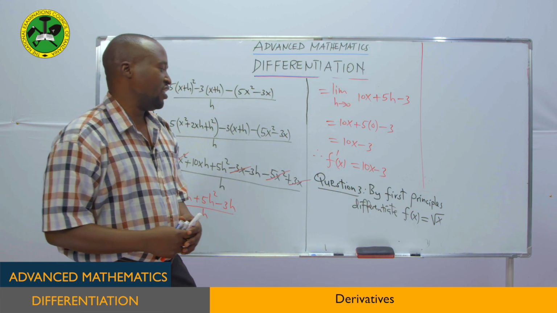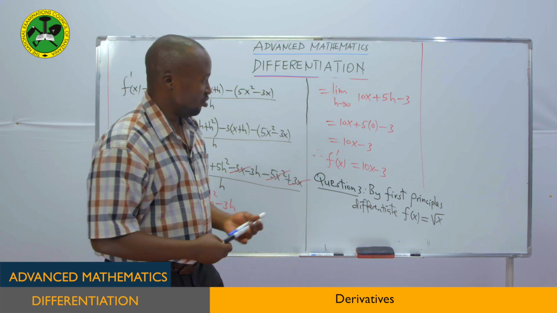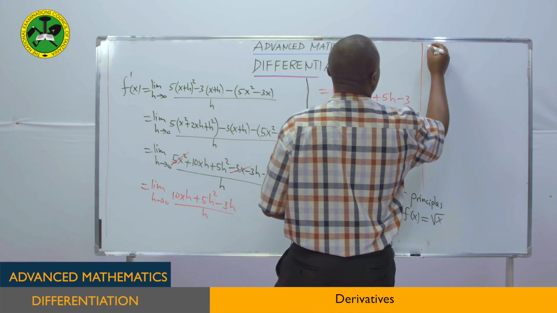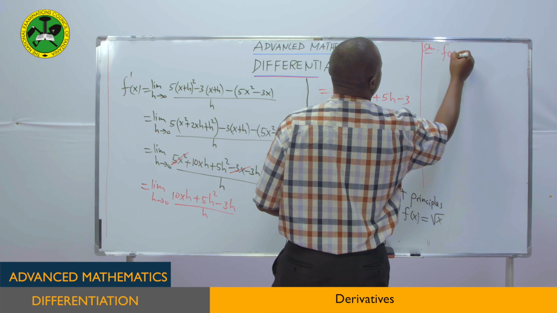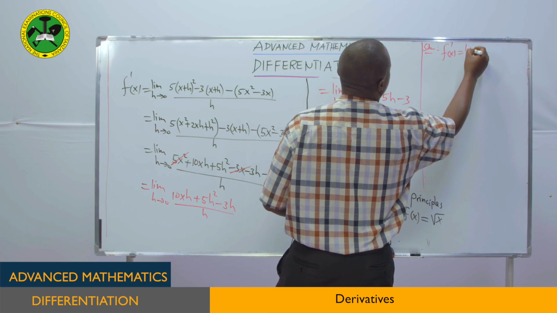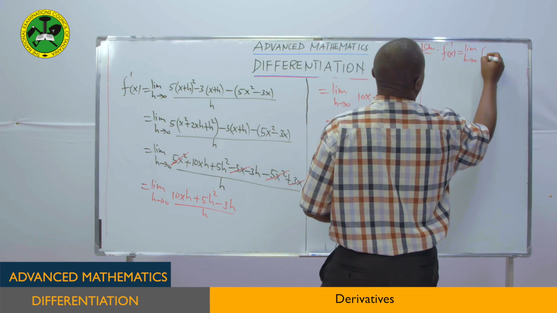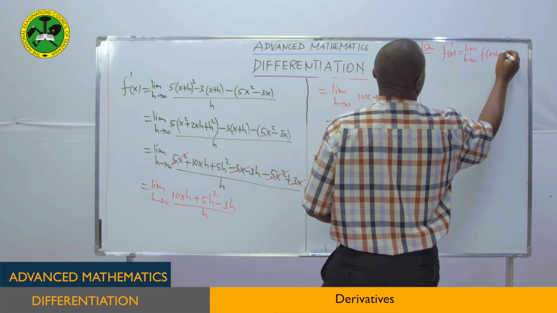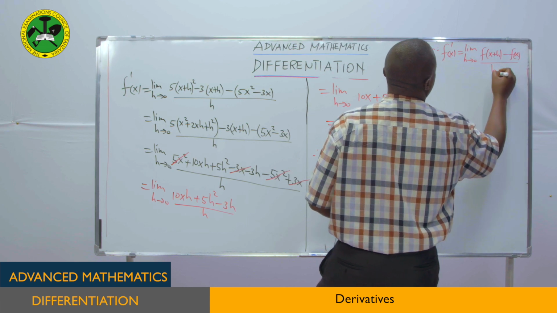This time our function is a square root of a variable. So remember our general formula, that is f of x dash is equal to the limit of, as h approaches 0, f of x plus h minus f of x over h.